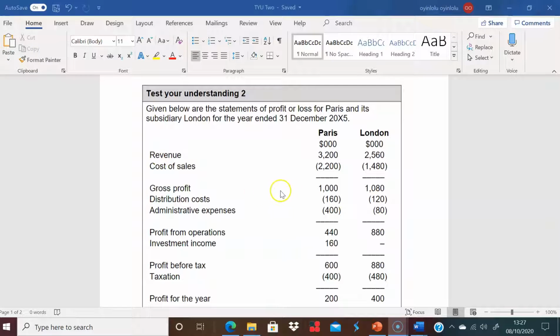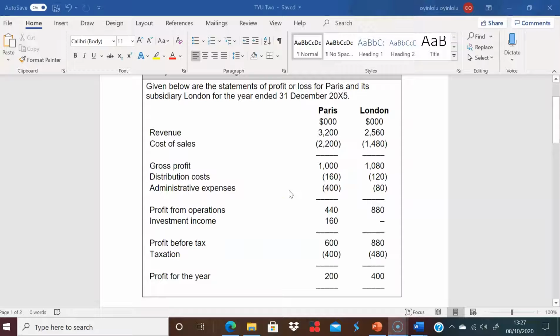Okay, great stuff. Let's do TYU2. I saw this and I thought, if you get this kind of thing, this is good practice, because once you do TYU1, the whole thing starts to flow. You're like, okay, I sort of know what's going on here. So you have Paris and London. I think it's quite cheeky that they're making Paris the parent, but I won't say much.